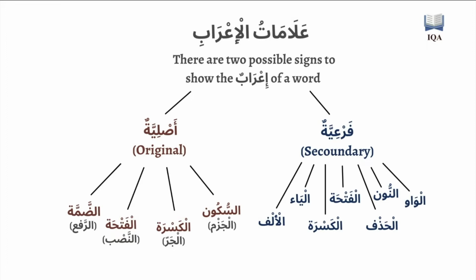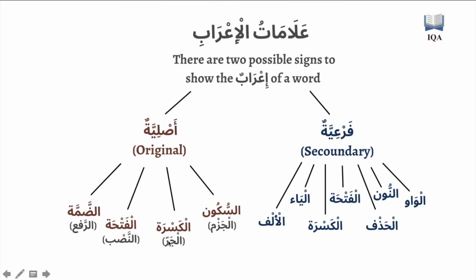Now this change that you see at the end of the word sometimes is going to be with the original signs, and sometimes it's going to be with the secondary signs. The original signs are the dhamma for rafa', so for marfu', the fatha for the nasab, the kasra for the jar, and the sukun for the jazm. So Muhammadun, Muhammadan, Muhammadin, lam yadhhab. So these are the original signs that are used for raf, nasb, jar, and jazm.